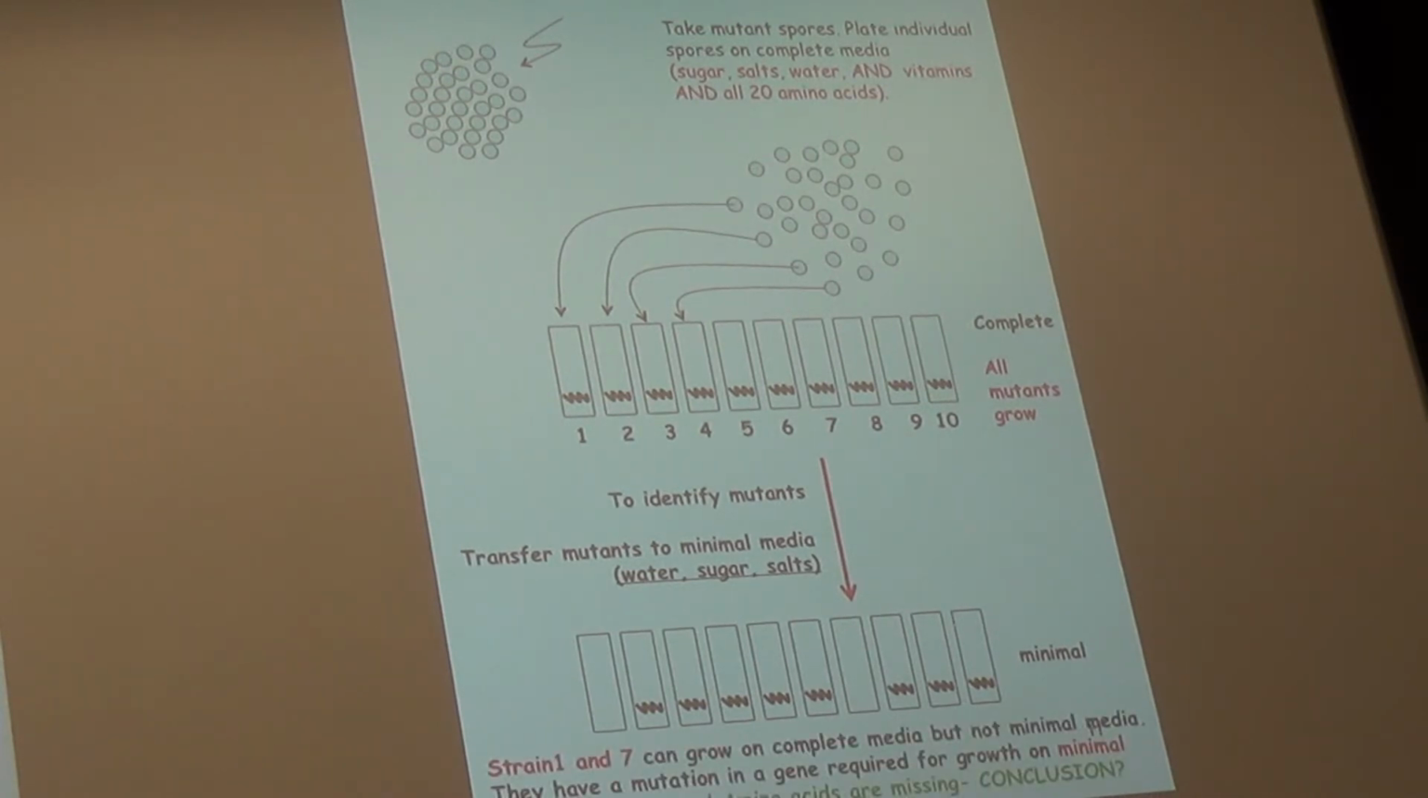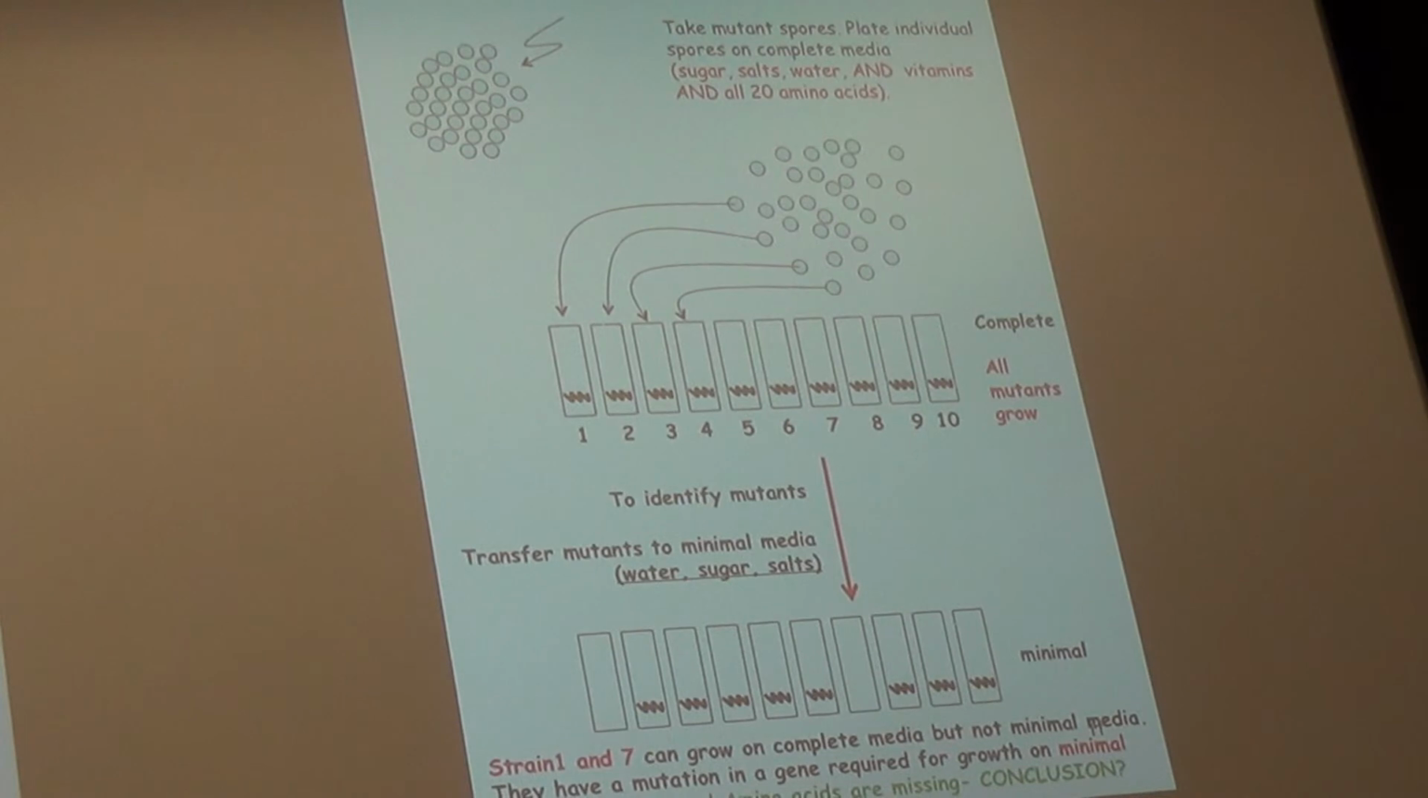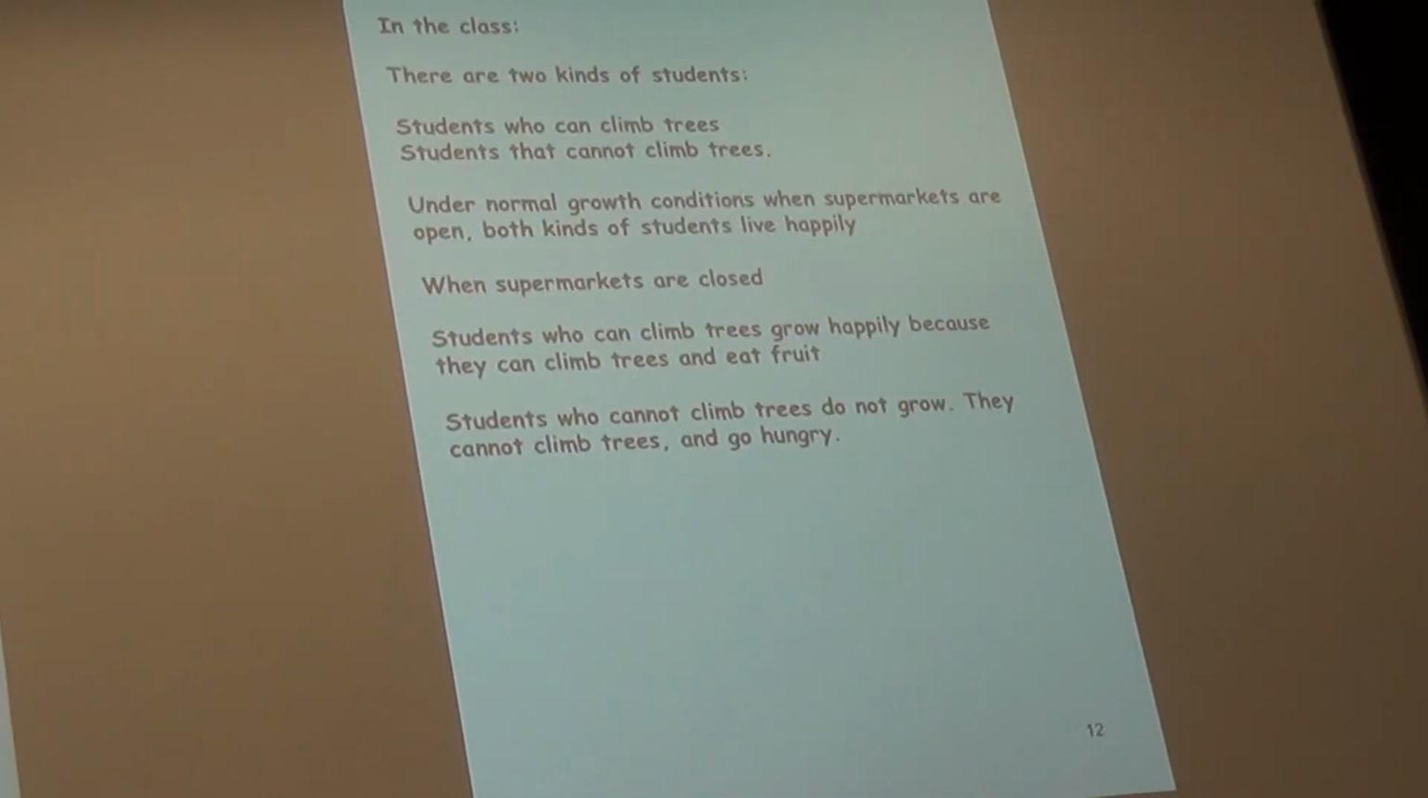Okay, so strains 1 and 7 can grow on complete media, but not on minimal media. They have a mutation in the gene required for growth on minimal media. So they have a mutation in the gene required to synthesize either vitamins or amino acids or both. That's the conclusion we need. Okay, so that's basically that. So now we have 2 strains, 1 and 7, defective in either amino acid production or vitamin production.